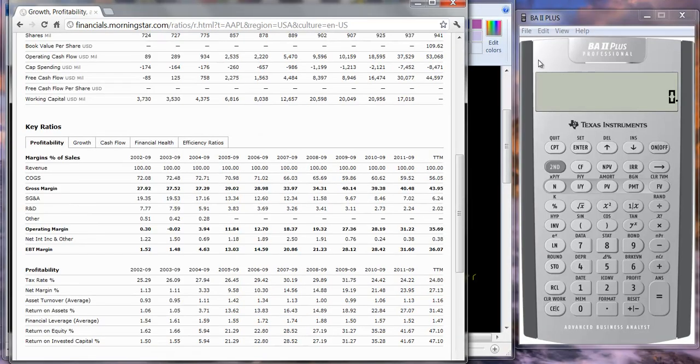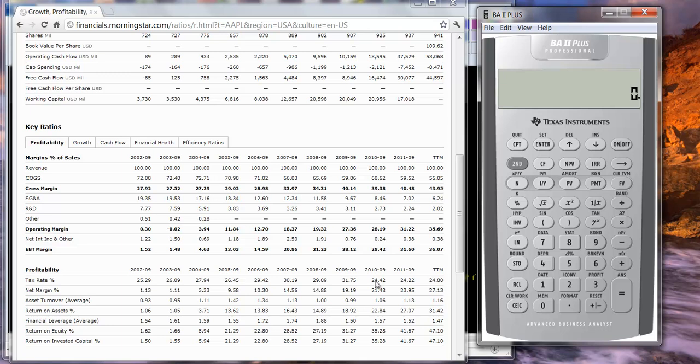Let me see if I can shrink this down and bring my calculator over here. And let's see how this works. It should work that if we multiply net margin, 1.13, times asset turnover, 0.93, times financial leverage, 1.54, we should get return on equity. We get 1.618, or we can round off to 1.62, and that is, in fact, what they have here in 2002.